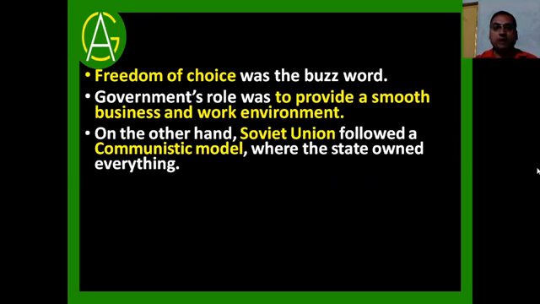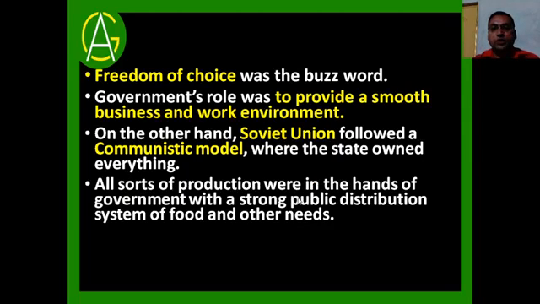Nothing is owned by the private sector. Individuals have no right of owning the factors of production. Every factor of production will be owned by the government. Such a model is known as the communistic or socialistic model. That was another thought that was reigning in the world. All sorts of production were in the hands of government, with a strong public distribution system of food and other needs. Government will prepare all the public needs and that will be distributed to the people according to the needs of the people.